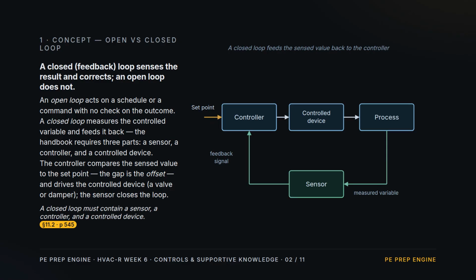Concept: open versus closed loop. An open loop acts on a schedule or a command and never checks the result. A closed or feedback loop measures the controlled variable and feeds it back. The handbook wants 3 parts in it: a sensor, a controller, and a controlled device. The set point enters the controller. The controller compares it to the sensed value. That gap is the offset, and drives the controlled device, a valve or a damper, which acts on the process.